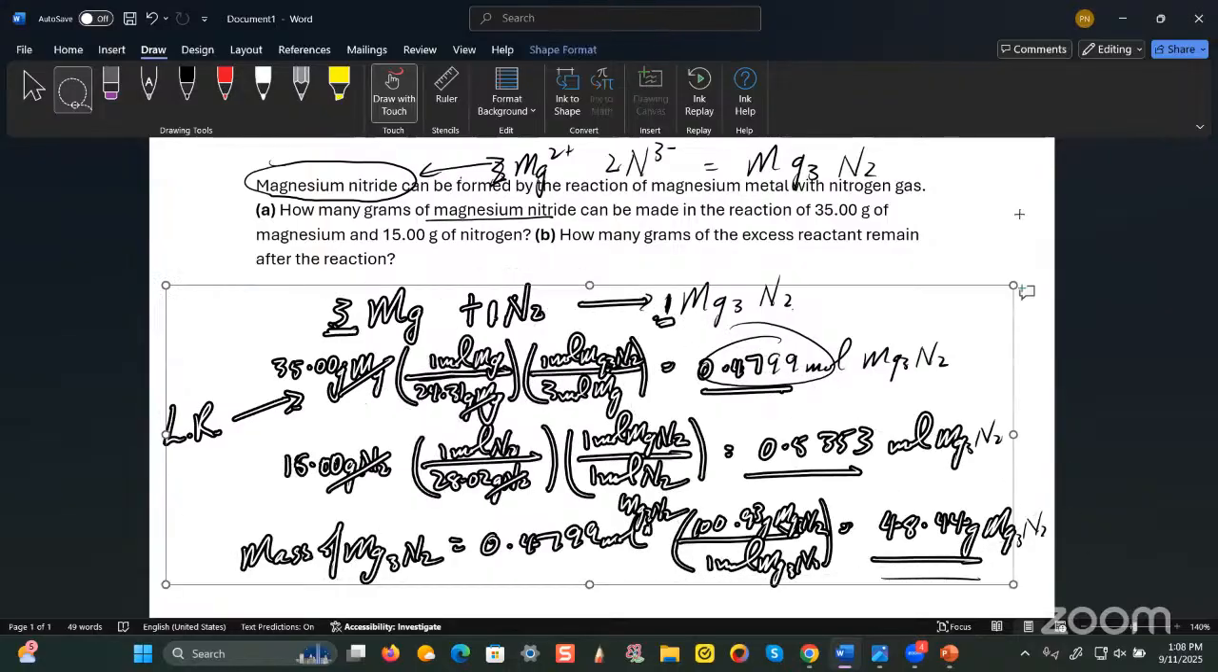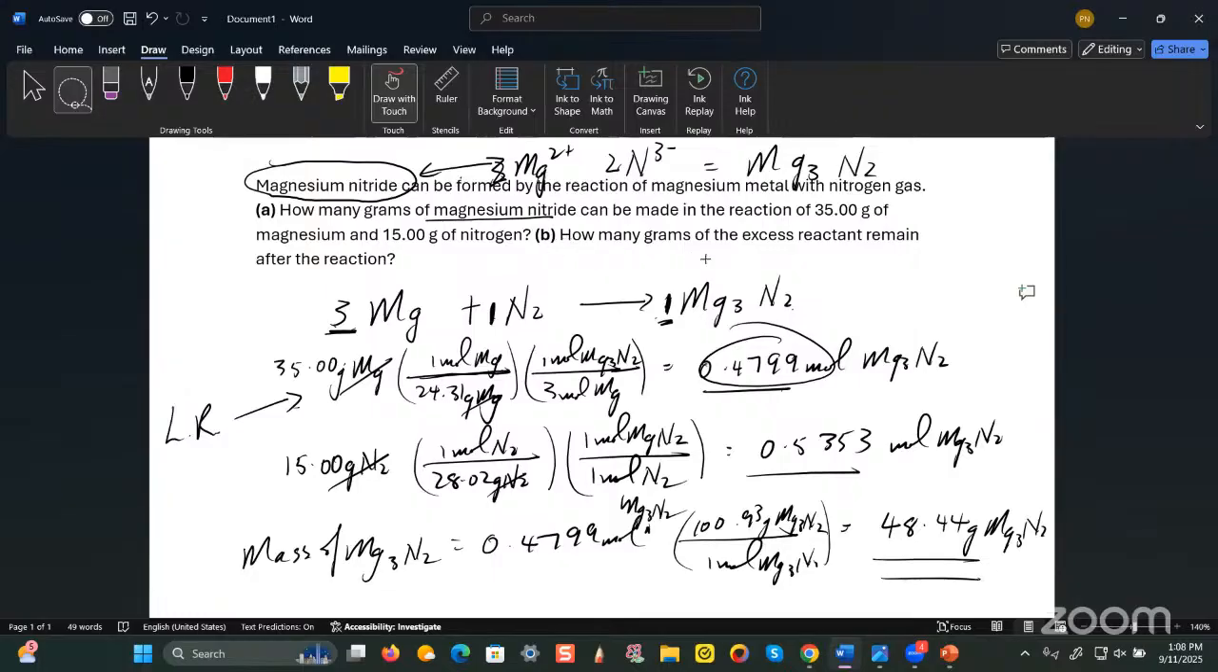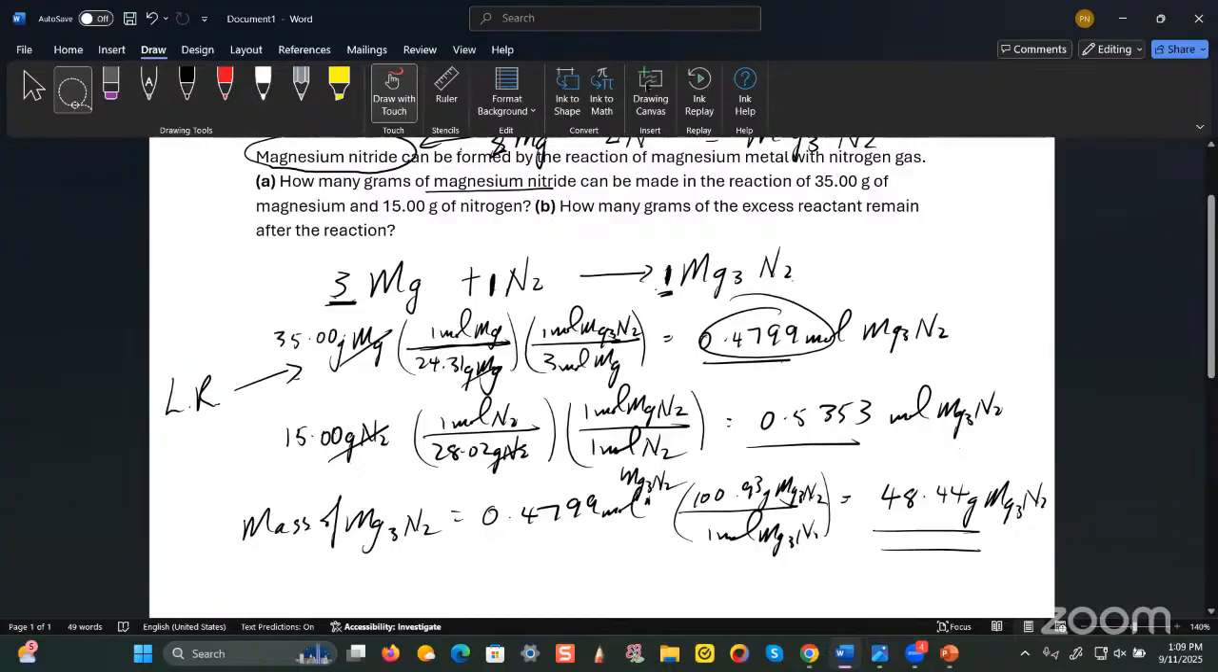Oh, you know what? Before I clear this, let me see here. The question is asking how many grams of the excess reactant remain. I'm going to need some information from the A part, so let me not clear this. Let me scroll down. So this here is the A part, and I'm going to continue with the B part here.